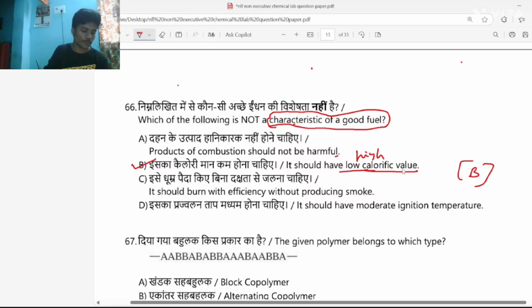Let us go with the other options also. C is it should burn with efficiency without producing smoke. Yeah, it is a good fuel, right? It should have moderate ignition temperature. This is also correct.